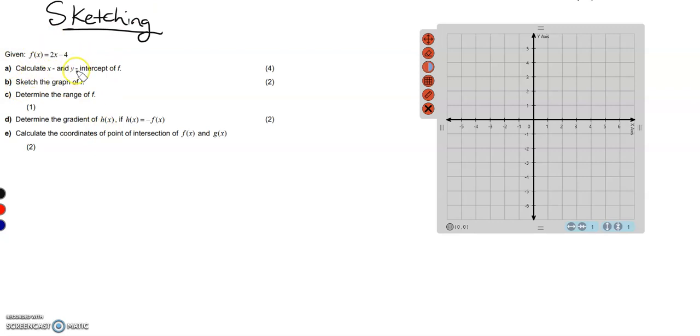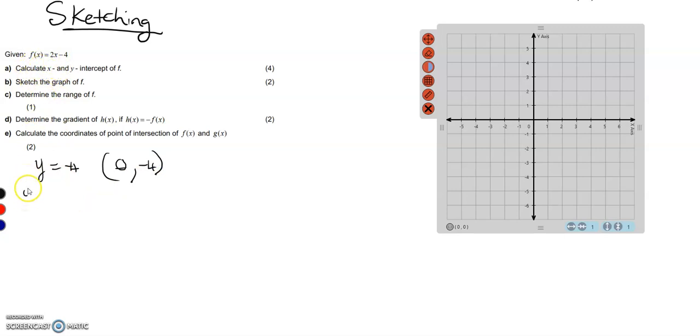Now let's look at this sketching. Given the equation 2x minus 4, you already see that your y-intercept is -4. Calculate the x and y-intercepts. So y is equal to -4, sorry, the coordinate there will be 0 and -4. That's the first coordinate.